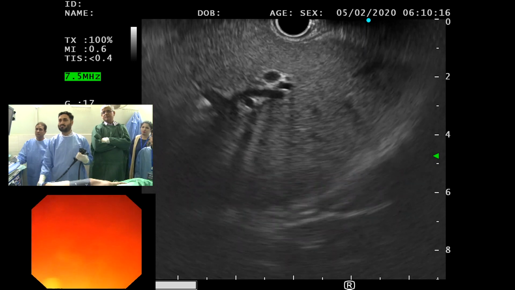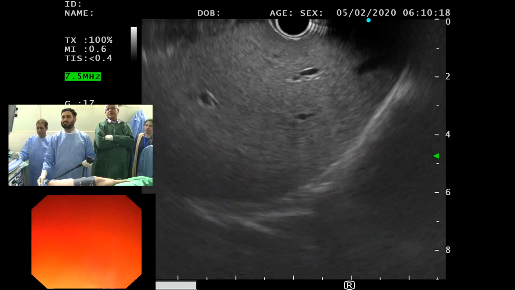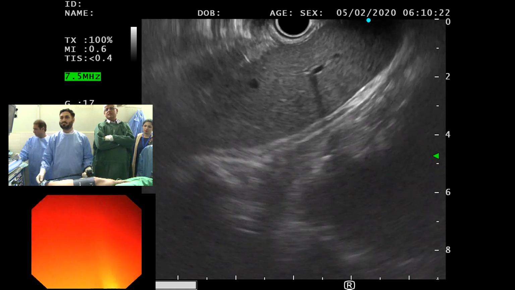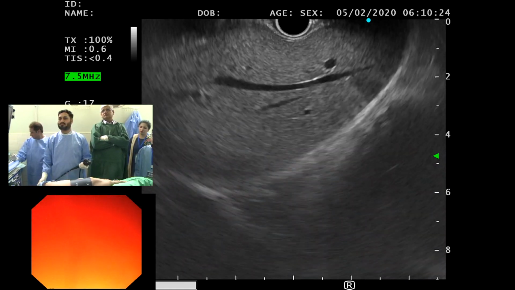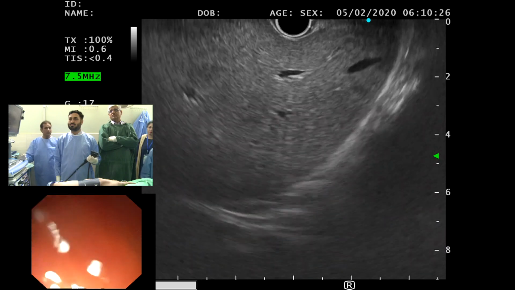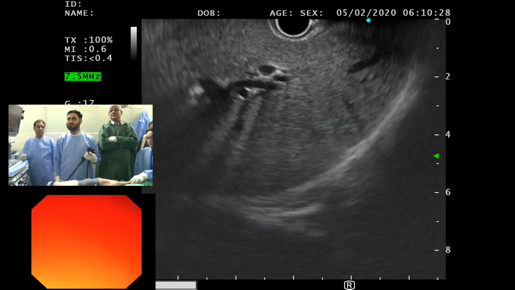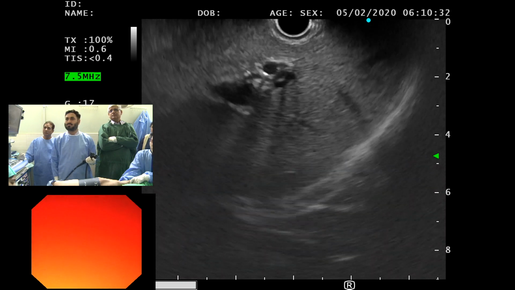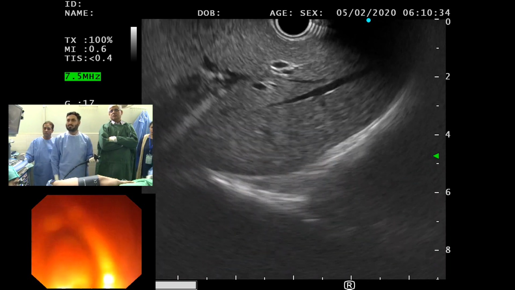Stricture, ERCP has been done, stent has been placed. CT scan did not show any mass in the pancreas, so we are trying to find out. Her CA199 was normal, and so we are just proceeding.